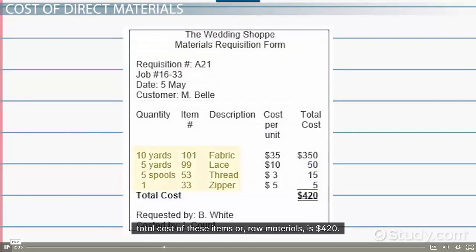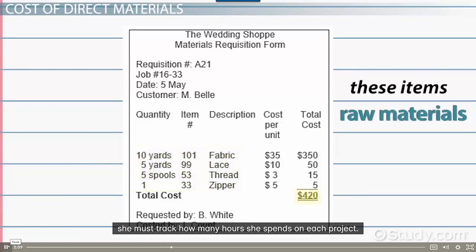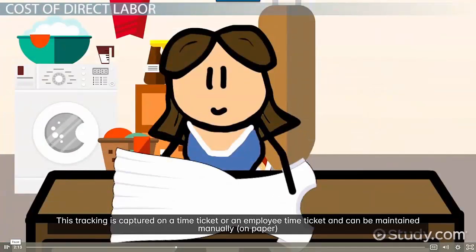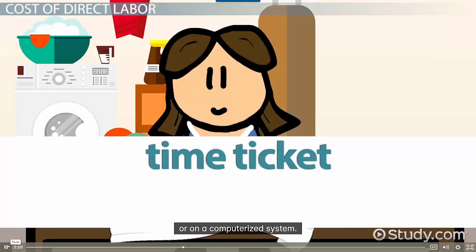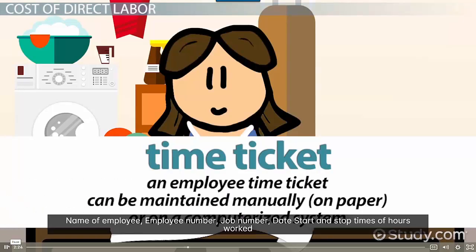We can see that 4 different items are needed to construct the dress, and the total cost of these items, or raw materials, is $420. Since Miss White, Isabella's seamstress, works on a number of projects every day, she must track how many hours she spends on each project. This tracking is captured on a time ticket, or an employee time ticket, and can be maintained manually or on a computerized system.